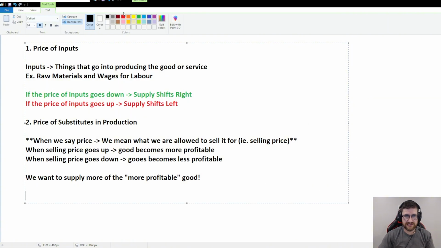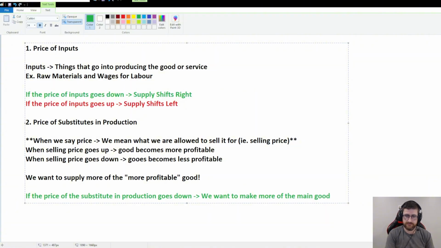So, for example, if the price of the substitute in production goes down, we want to make more of the main good. Okay. So this is kind of like related goods from demand. Again, if you haven't seen it, go back and watch it.